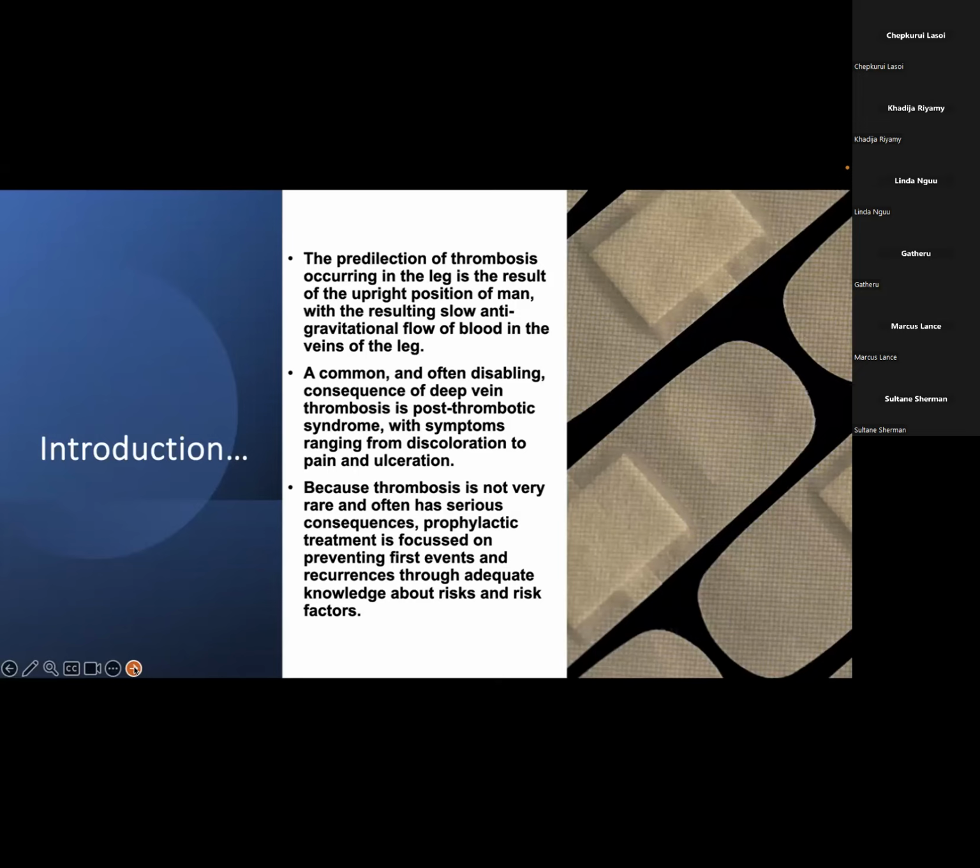A common and often disabling consequence of DVT is post-thrombotic syndrome. These are symptoms ranging from discoloration to pain and ulcerations. Because thrombosis is not very rare and often has serious consequences, prophylactic treatment is focused on preventing first events and recurrences through adequate knowledge about risks and risk factors.